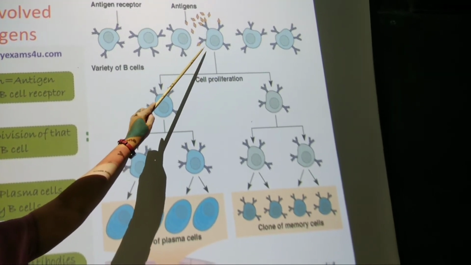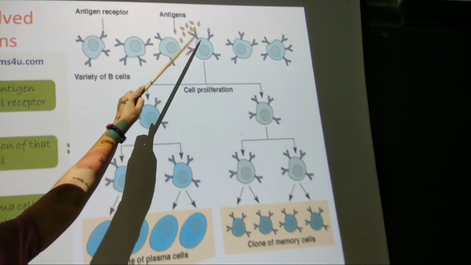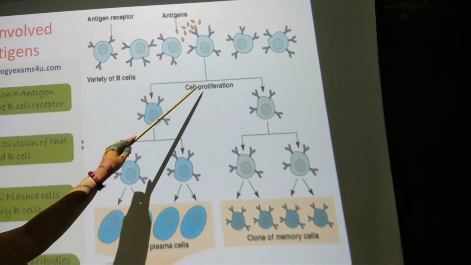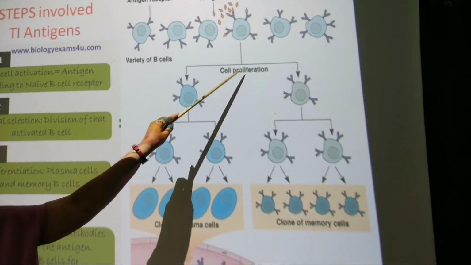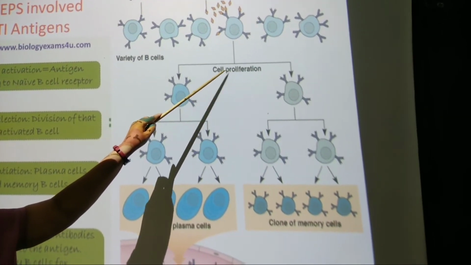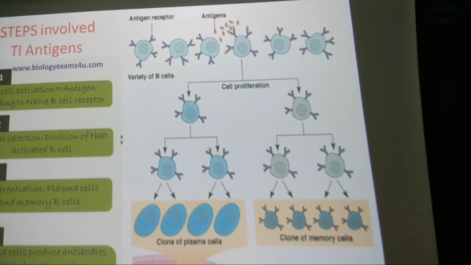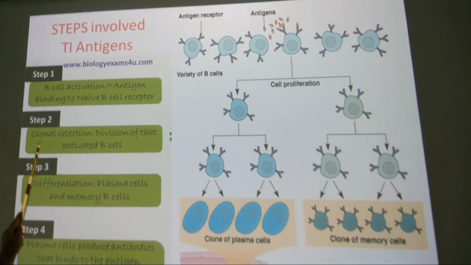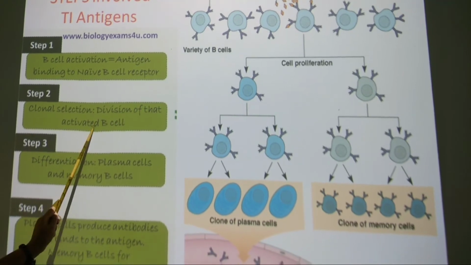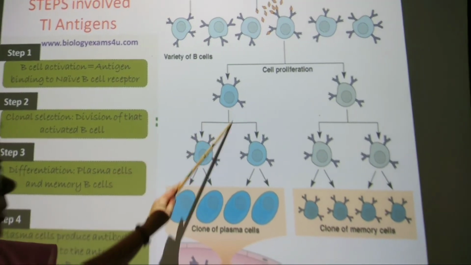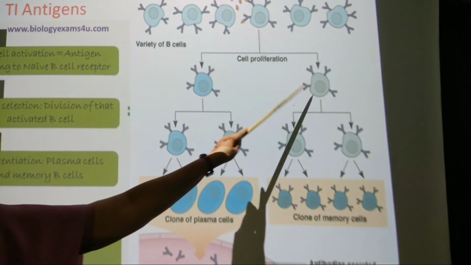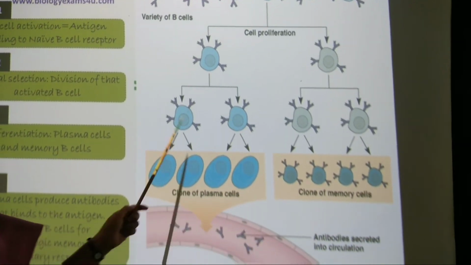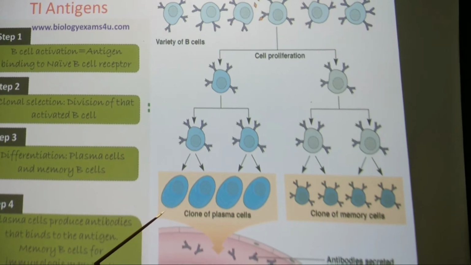Once this interaction takes place, because it is T cell independent, this interaction will lead to the activation of the B cell directly. Activation means next it will lead to proliferation. B cell activation: antigen binding to the naive B cell receptor. Clonal selection: division of that activated B cell. That is what we can see here. The first generation, then second generation, third generation; it follows a number of generations.